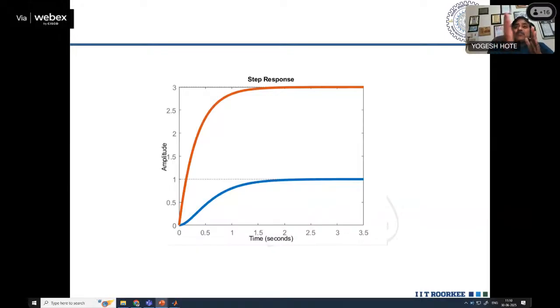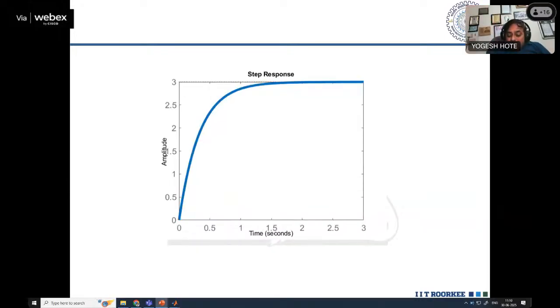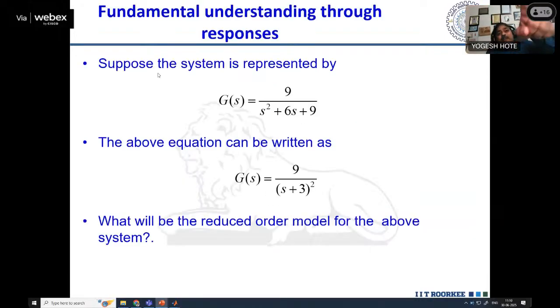Therefore, to solve this type of problem, various techniques have been developed, and by means of these techniques we can reduce the model. My point is that for a model like 1 by (s plus c) square, researchers have developed the concept to reduce such types of models.